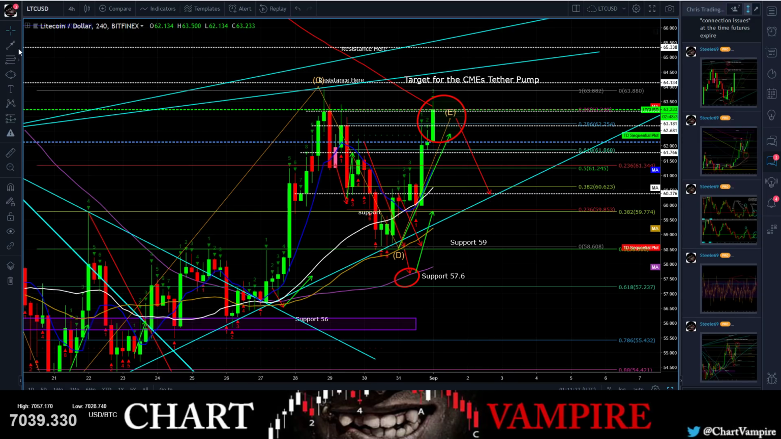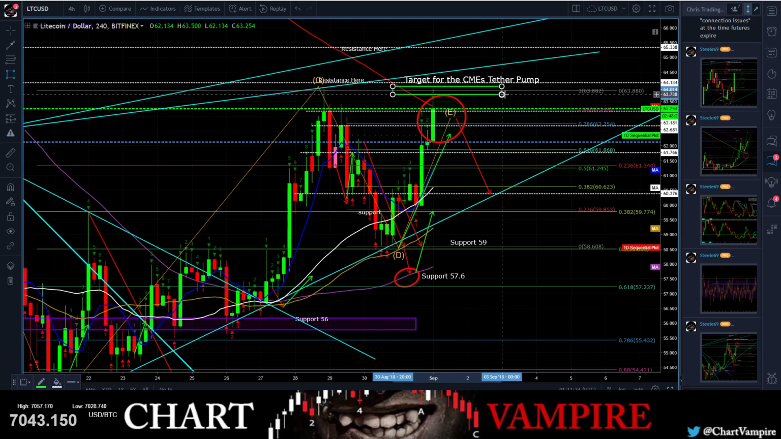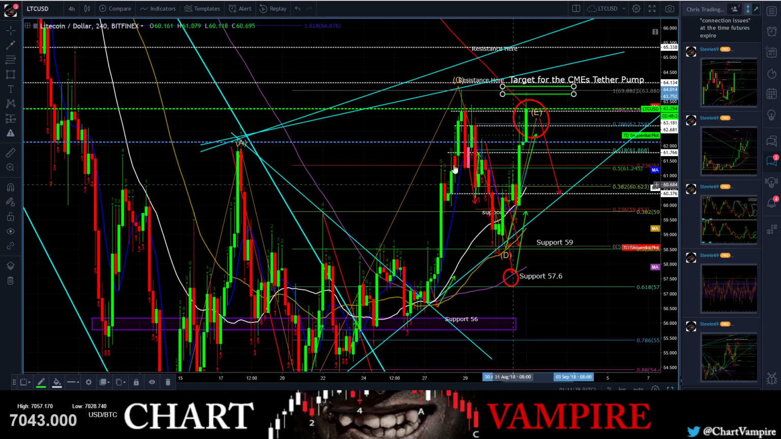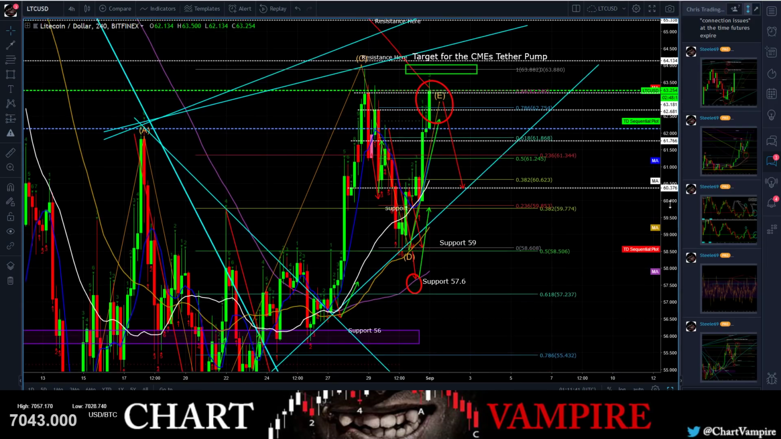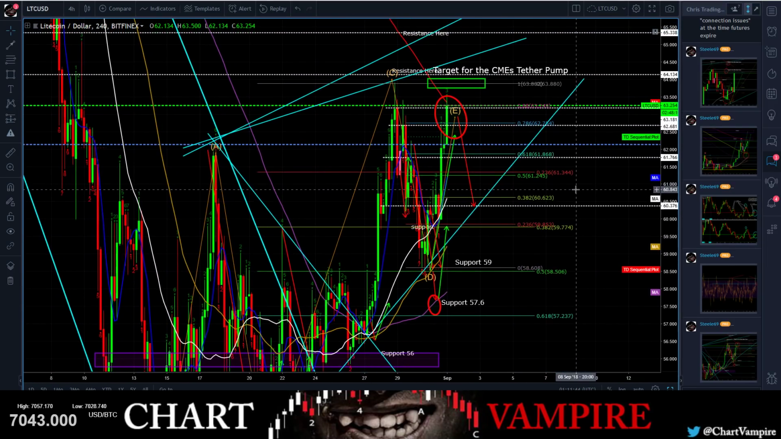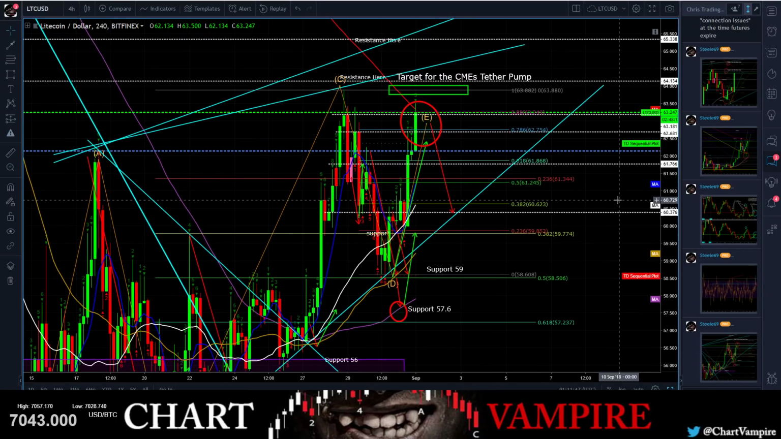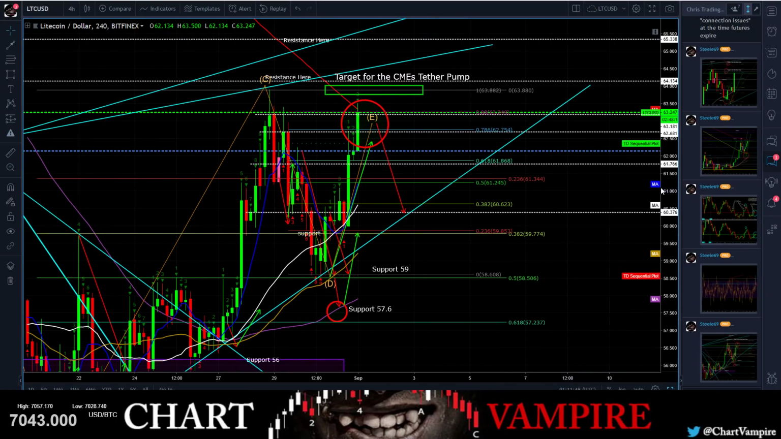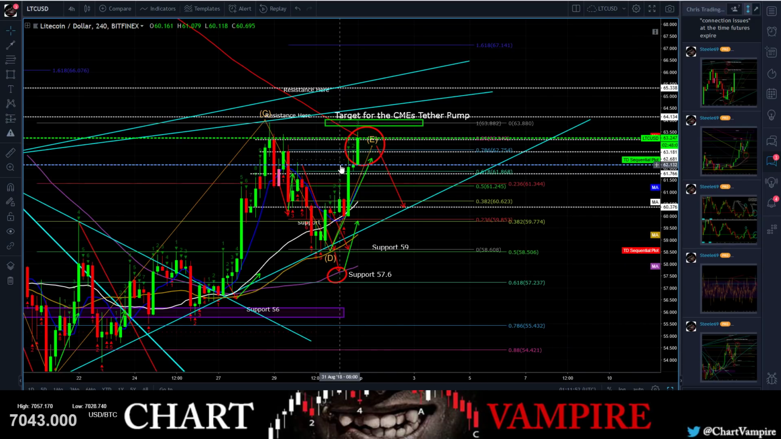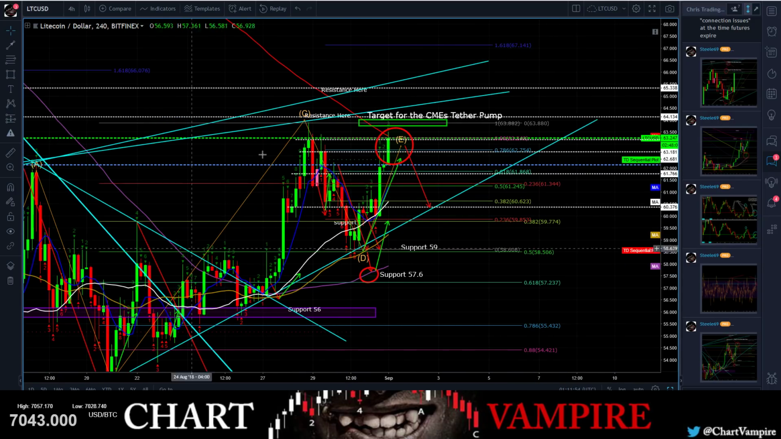It's this easy, okay? If Litecoin breaks this top right here, that's all it's got to do, just break that top. And it pretty much just wipes out this ABCDE, especially if it hits the wedge. Once it hits the wedge, it's just over.